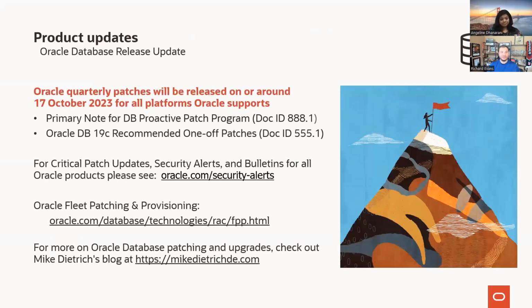Patching comes out next month. We always talk about patching. Please stay current on your patching as much as possible. You can even patch monthly now if you want. So you can really stay very current on those patches. If you're using RAC, real application clusters, check out fleet patching and provisioning as a way that hopefully can help your patching process for your grid infrastructure as well as your database. And then anything patching or upgrade related, Mike Dietrich is the man at that. So check out Mike Dietrich's blog at mikedietrichde.com.